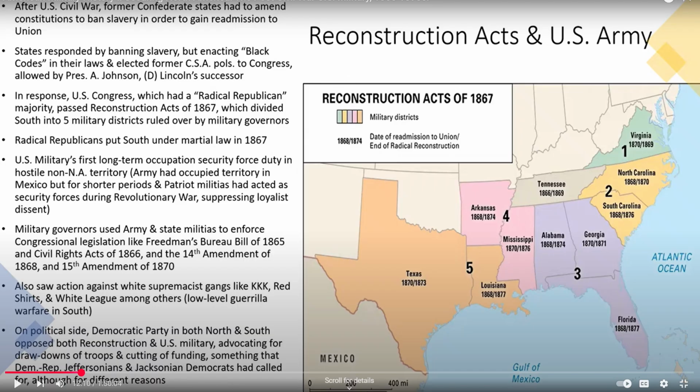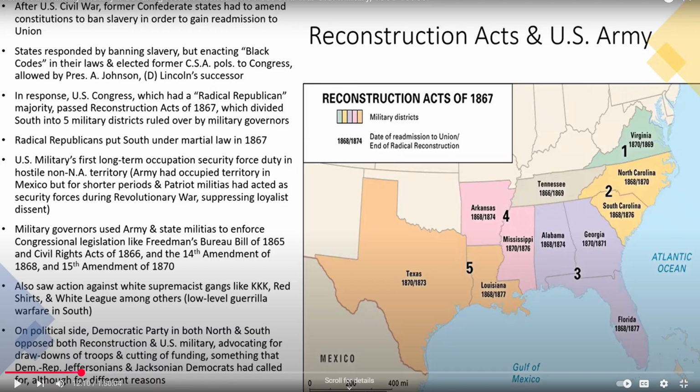And the radical Republicans in Congress opposed these black codes. They opposed the return of former Confederates to power in the South, and they will pass the Reconstruction Acts in 1867 and again in 1868 to really give the U.S. military more power to enforce the federal law and to keep the people who had basically caused the Civil War from regaining power. So barring them from being in office, and then of course dividing the South into these military districts, which would make it easier for the U.S. Army to enforce the law to protect African Americans and white Republicans from groups like the KKK, for example.